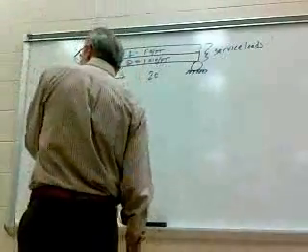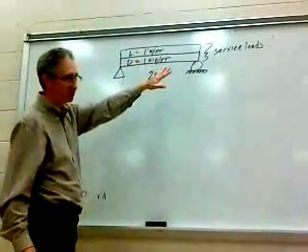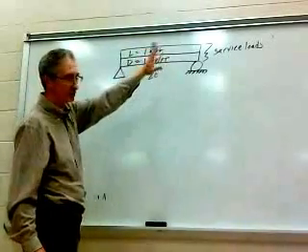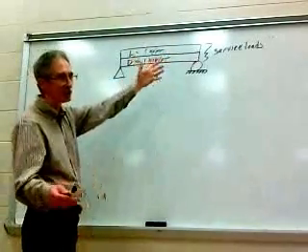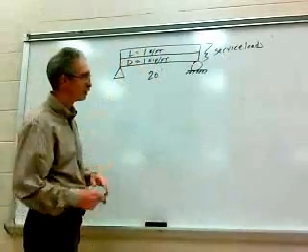Let's see about this problem. Okay, we've got loads on it. Again, they're termed service loads. That means unfactored. Got a dead load, 1 kip per foot, live load, 1 kip per foot.